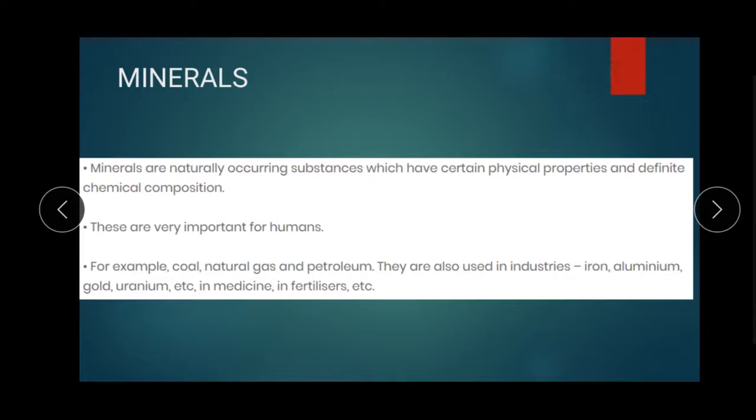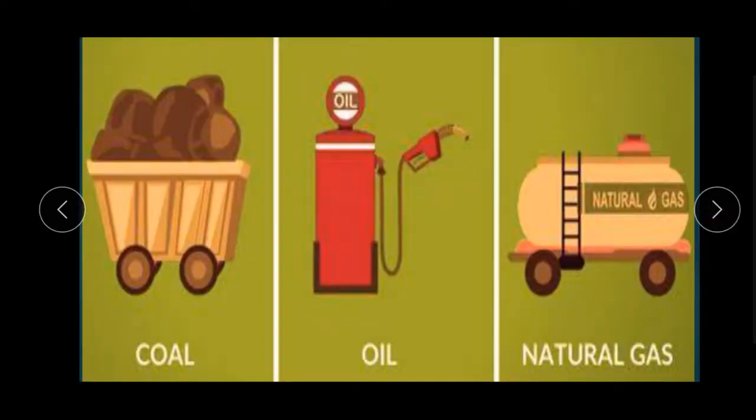Then next example, iron, aluminium, gold, uranium. These we are using in medicines and also in fertilizers, and for making ornaments we are using gold, silver, etc. Right? Okay, very good, children. Then next, look at this picture. First is for coal, oil, natural gas. Look at these pictures. These are examples of minerals.